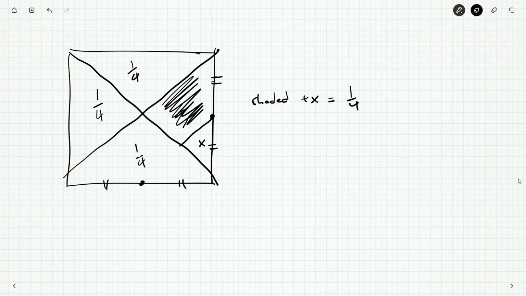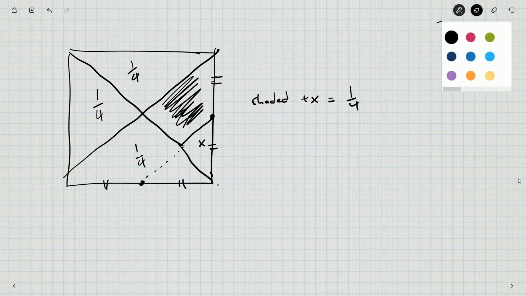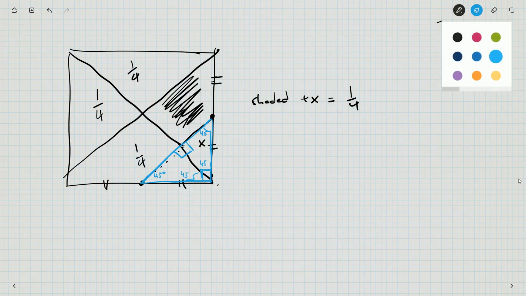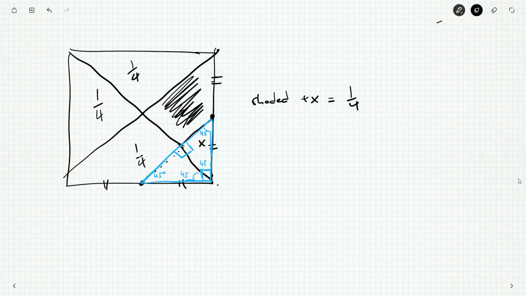Okay, so what can we do? What can we notice here? Well, these midpoints are connected up. So down here we have an isosceles right angle triangle. We've got 45 degrees here and 45 degrees here, but these are diagonals of the square, so this is also 45 here and 45 here, so it's perpendicular. That tells me 45, 45, perpendicular.